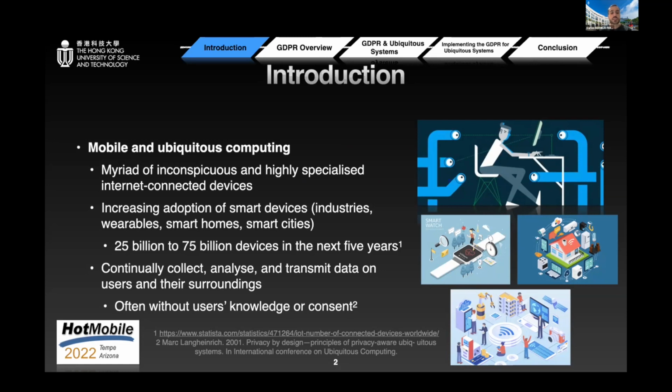These devices, or these ecosystems, are increasing their adoption, and the market estimates that in the next 5 years we will have around 25 billion devices located everywhere. These devices characteristically collect, analyze, and transmit data on users and their surroundings continually. However, these monitoring practices are often without users' knowledge or consent.